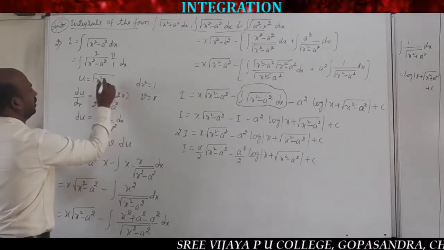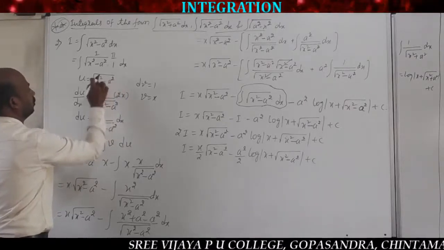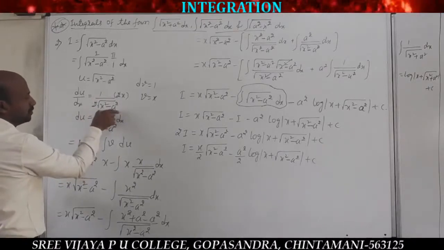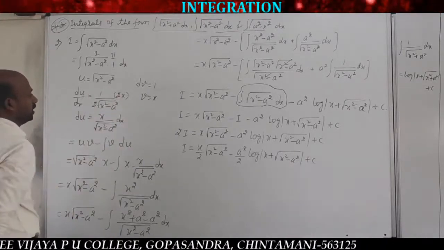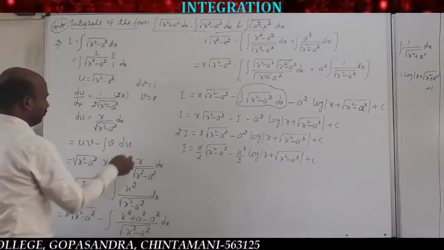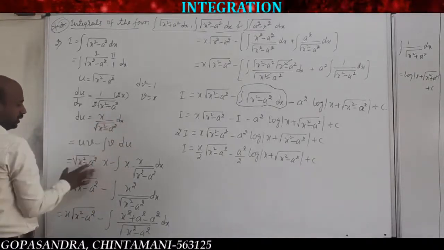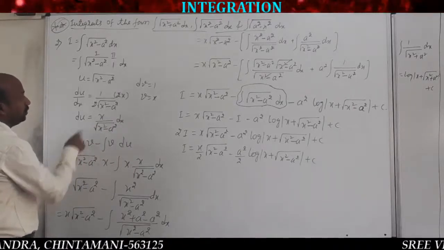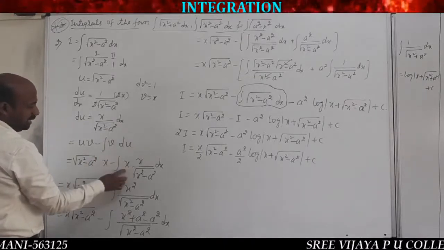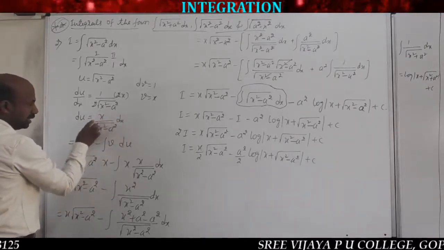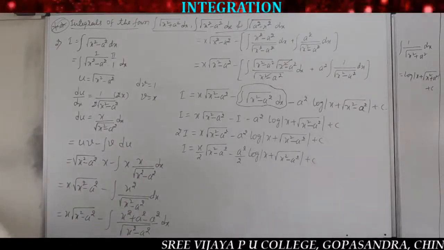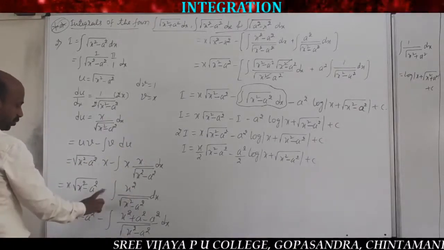x, root of x square minus a square. 1 upon 2 times root of x square minus a square into differentiation of x square, which is 2x. So the 2 gets cancelled: x by root of x square minus a square. u into v minus integral of v into du. So the value of u is root of x square minus a square, the value of v is x, minus integral of v, which is x, into du, which is x by root of x square minus a square with respect to x. So x into x is x square. So minus, multiply 1 only.